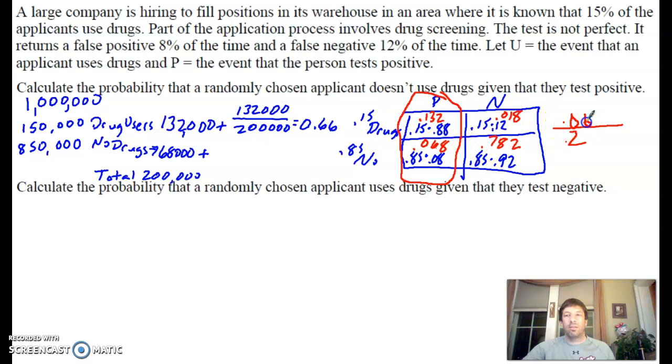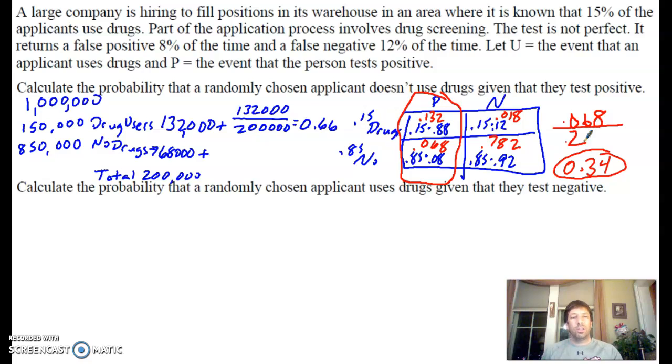So 0.068 divided by 0.2 would come out to 0.34, or 34% chance. So there's a 66% chance that they do use drugs, a 34% chance that they do not use drugs. So that's the issue with false positives and false negatives in a drug test, is a positive test result doesn't always guarantee that someone is using drugs.